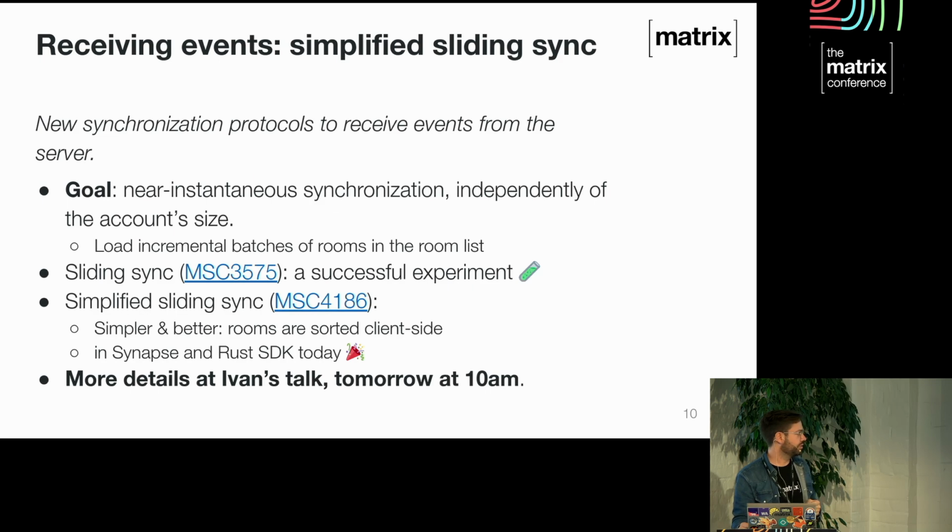And we had this new MSC for that, much simpler, much better, and as of today, it's implemented in Synapse in version 114, I think, and in the Rust SDK, and fully supported. The Rust SDK still supports the original sliding sync, so if you're using the proxy server written in Go, it still works. And if you're interested in that, you can go to Ivan's talk tomorrow at 10 a.m. Hi, Ivan, and you will get many more details and insight about that.